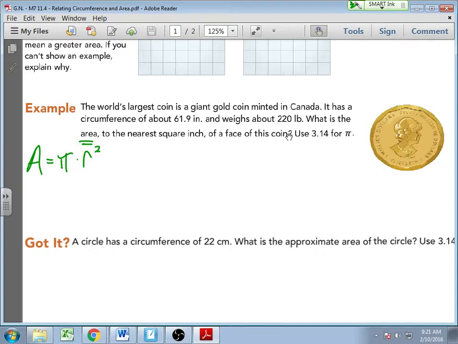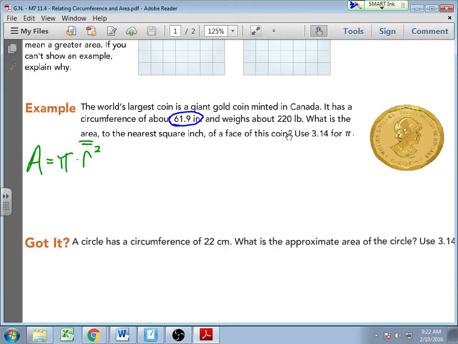All we have is the circumference. But isn't that the diameter? Diameter is distance across. Circumference is distance around. So, what do you think we could do here? You divide 61.9 by pi, or well, 3.14.